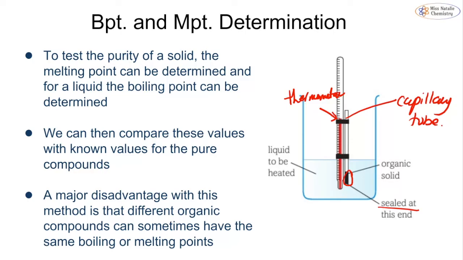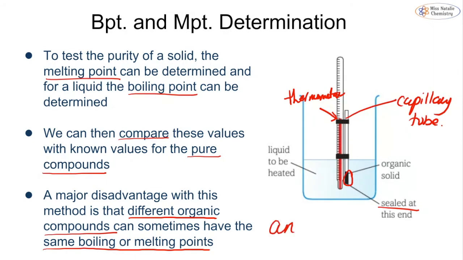We test the temperature that it boils at. Once we get either the boiling point or the melting point, we can then compare the values with known values for pure compounds. So we'll have a database of the melting point of any pure organic compound, and we can check how close our value is to it. One major disadvantage, though, is that different organic compounds can sometimes have the same boiling or melting point. So we just need to be aware of that. So that's when we would then move on to do further analysis, such as mass spec, IR, or NMR, because that would show up any impurities in there as well.